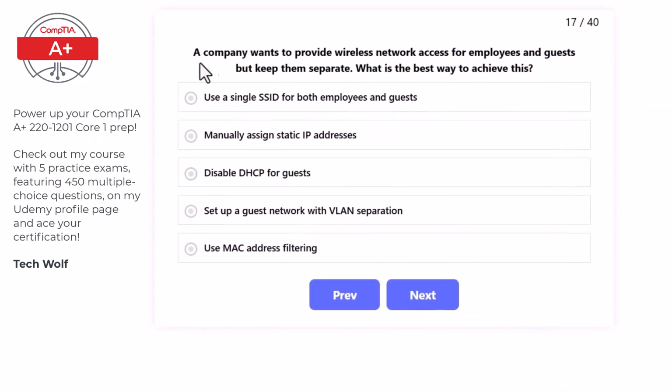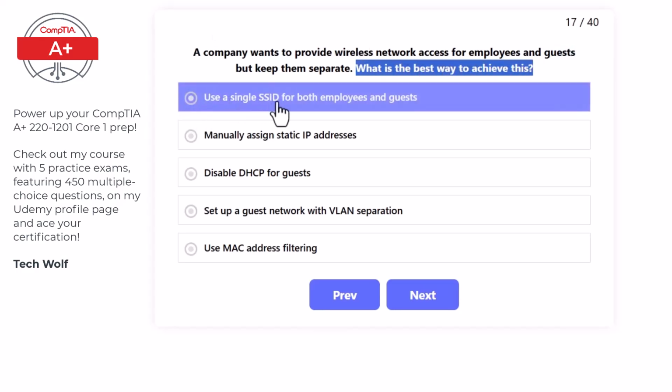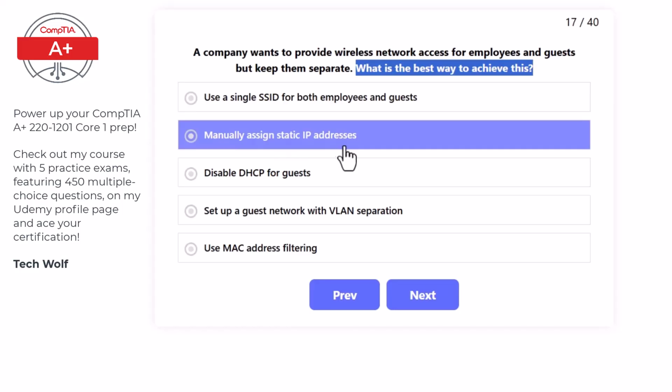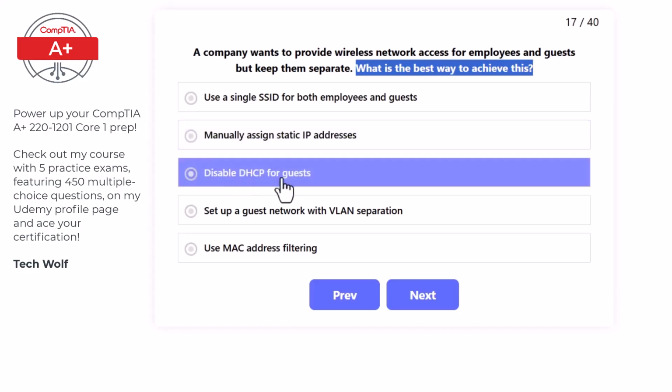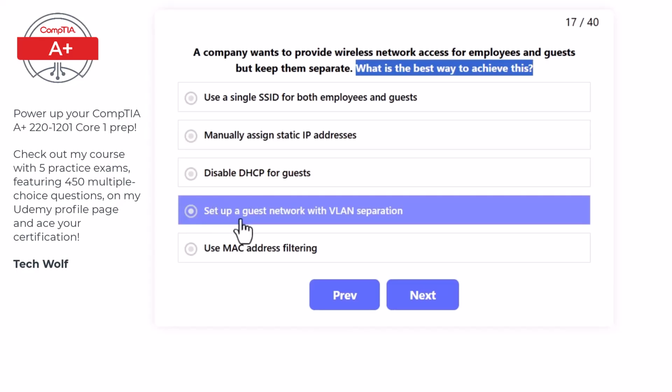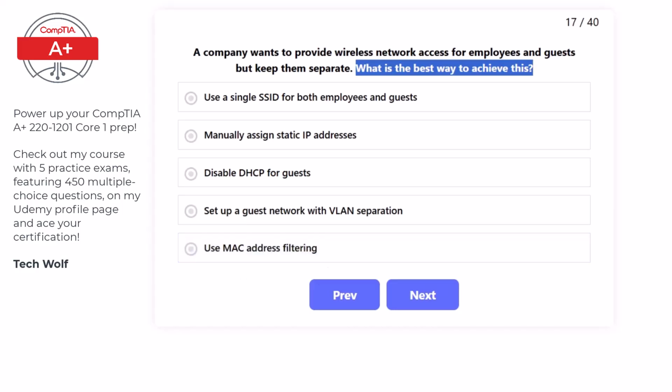And next question. A company wants to provide wireless network access for employees and guests but keep them separate. So give wireless access to company employees and to guests, and keep these two Wi-Fi connections separate. What is the best way to achieve this? Using a single SSID for both employees and guests, manually assigning static IP addresses, disabling DHCP for guests, setting up a guest network with VLAN separation, or using MAC address filtering.